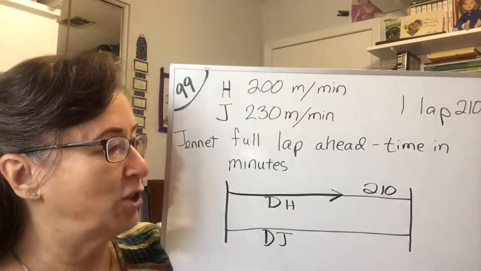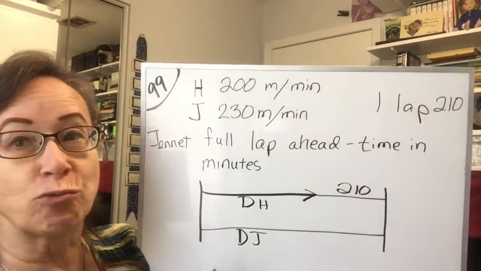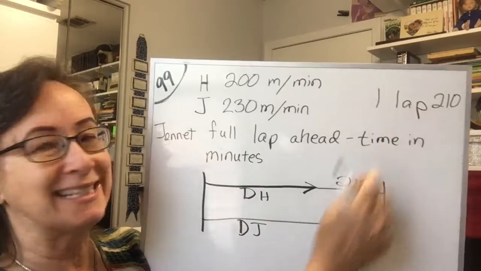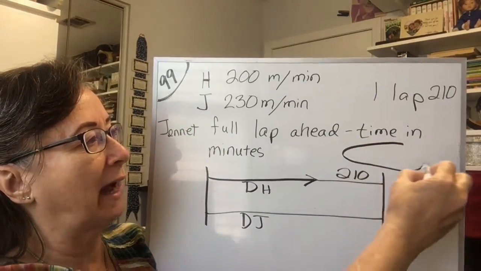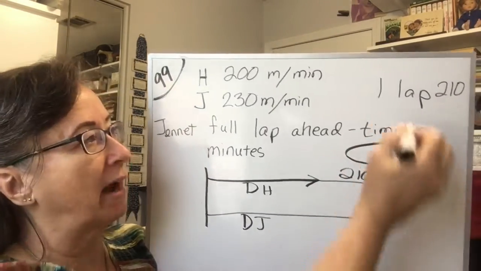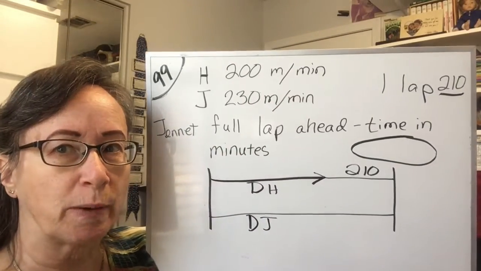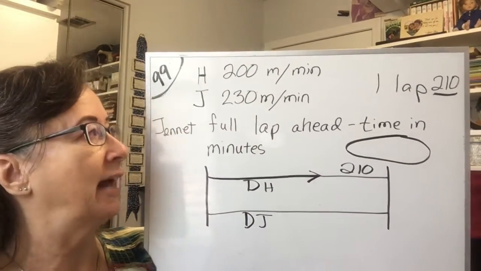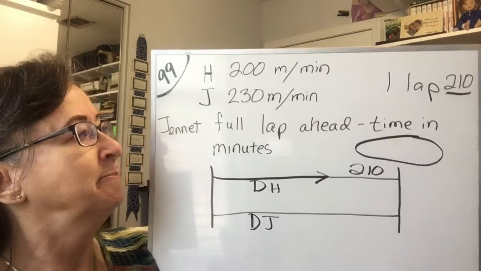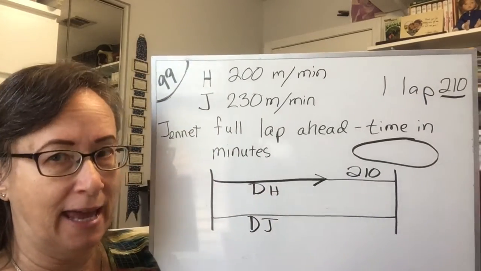So here we have two people, and one of them is Harry, and one of them is Jeanette, and they are jogging around a track, and this track is 210. So I'm kind of thinking, you know, a track like this, an oval track or a circular track, but all the way around, the distance of the track is 210 meters. Okay, so Harry is jogging at 200 meters per minute, and Jeanette is jogging at 230 meters per minute. So she is going over the distance of the track every minute. So it's saying how many minutes before Jeanette is a full lap ahead of Harry.